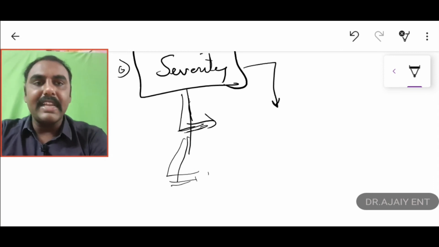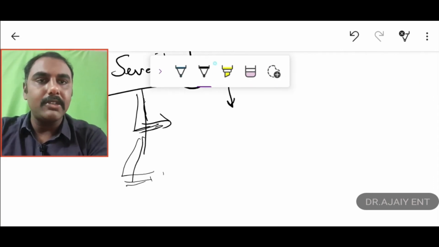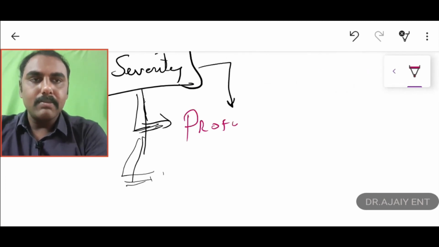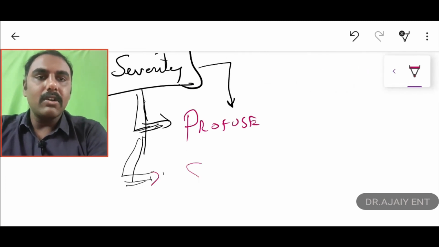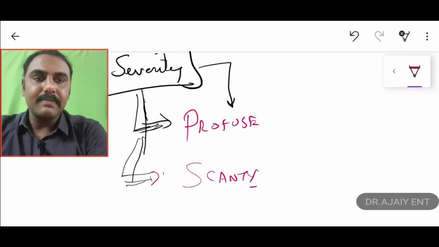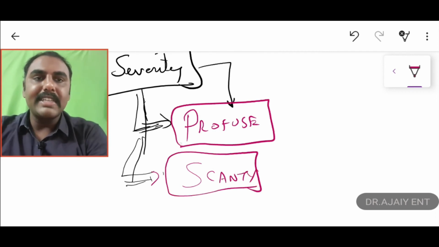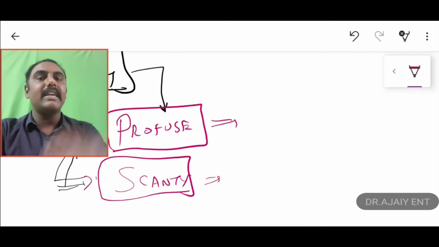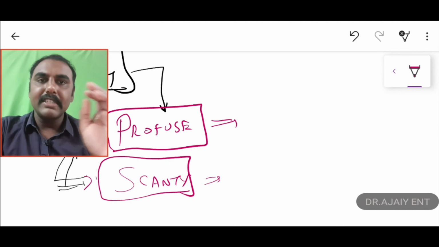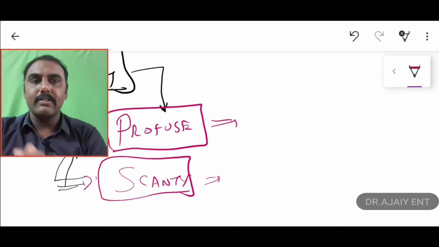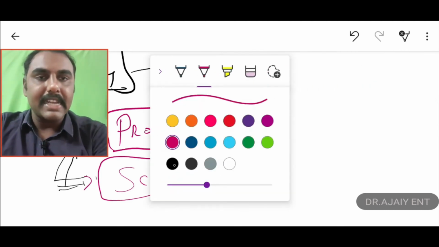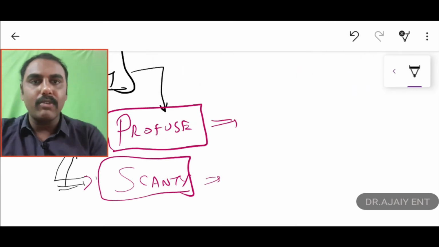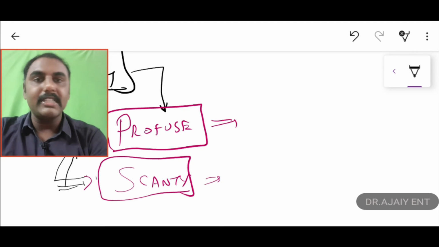So with the severity, how are we classifying? We are classifying the severity into either a profuse ear discharge or a scanty ear discharge. Right? Profuse or scanty. In which condition can it be profuse, in which condition can it be scanty, and why? When you say this, the examiner will ask why. So profuse ear discharge can be seen in which condition? Profuse means it is flowing in litres.